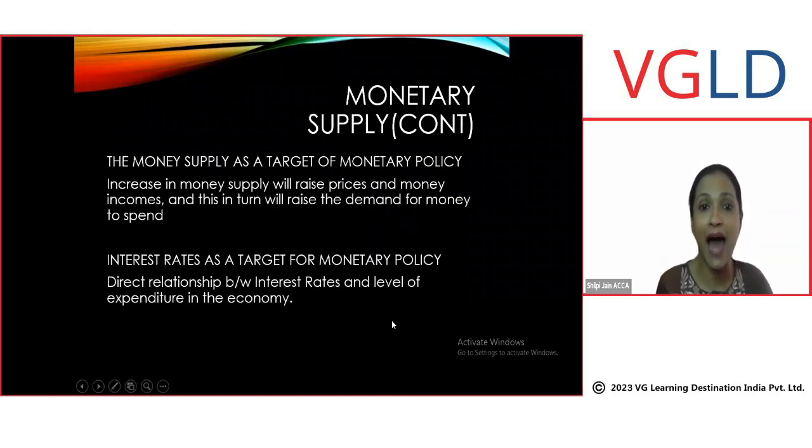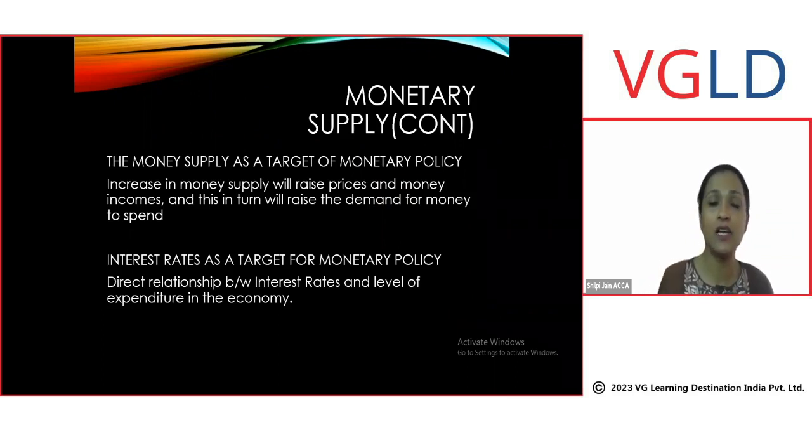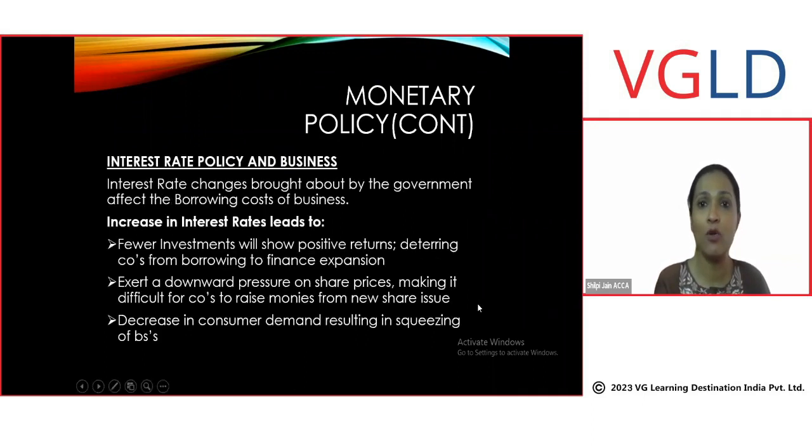Now, money supply: how is it that you're targeting the circulation of money in the economy? So the money supply as a target of monetary policy, obviously you will be looking at the amount of money that is in circulation with respect to the demand for the money as well. And that gets impacted by the interest rates that the government is charging via the principal bank, that is the RBI, right? So let's quickly have a look at this, the interest rate policy as well.